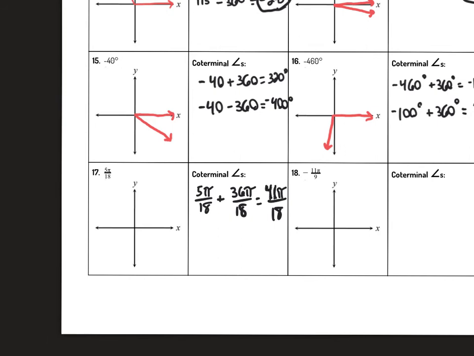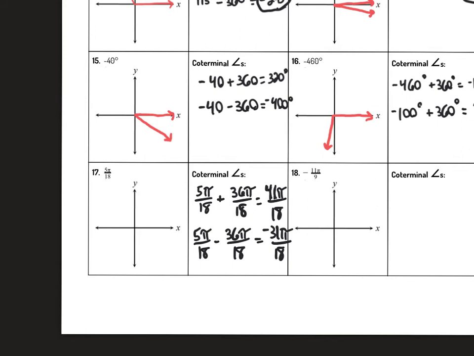which is a great number, and I have absolutely no idea what that looks like graphed on a graph. But now let's come up with a negative one. So 5 pi over 18, and I'm going to subtract 2 pi from that, 36 pi over 18. That will give me negative 31 pi over 18. And those are my two coterminal angles.